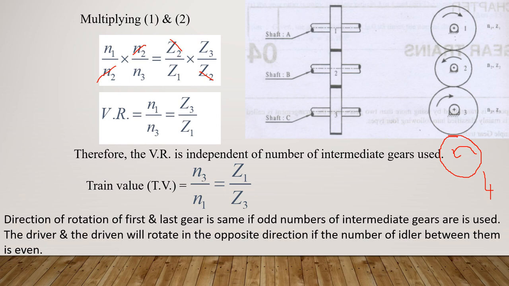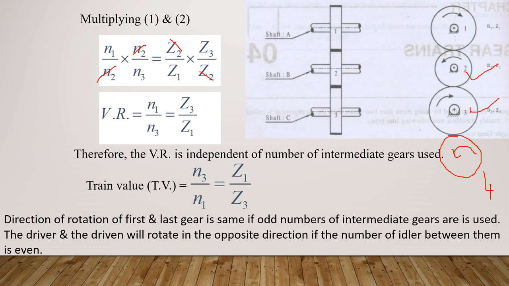There is anti-clockwise direction. So what do you understand by this? When I introduce the fourth gear here, this 2 and 3 will be the intermediate gears. So when I introduced two intermediate gears, first and last had opposite direction of rotation, whereas when I had only three gears, that means when I had only one intermediate gear, direction was same.